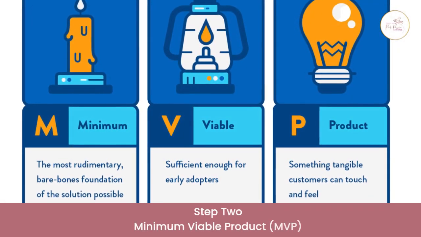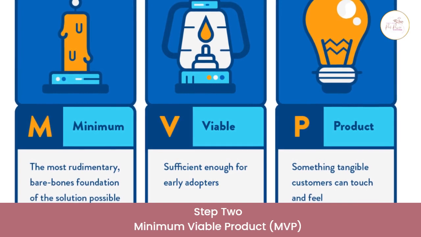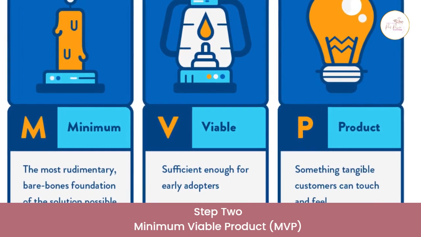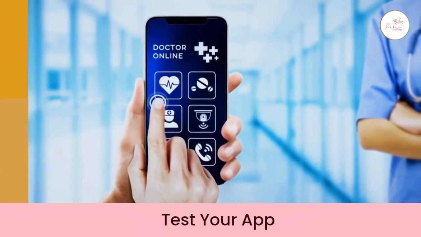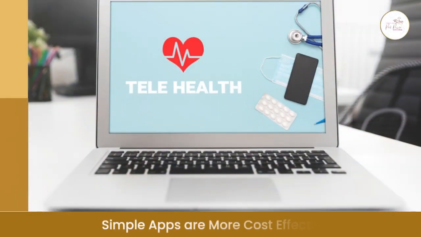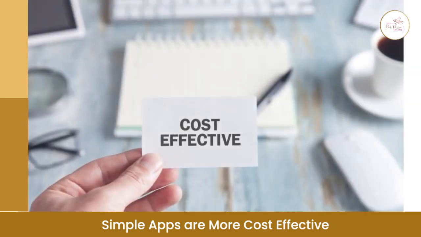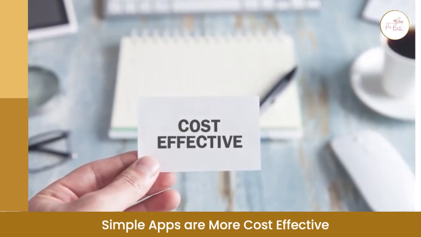Next, develop a minimum viable product, MVP, a basic form of your app that includes only the most necessary features. This allows you to test your app before putting a significant amount of time and money into it. At first, it's best for your app to only serve the purpose that you created it for. Simplified apps cause less money to be poured into development too.